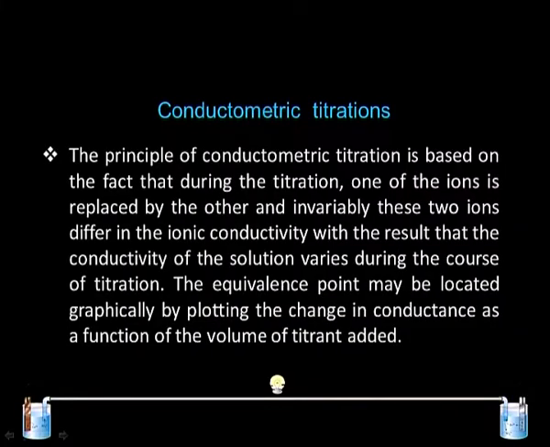One of the important applications of conductometric measurement is finding the concentration of an unknown electrolyte, and this is based on the principle that in the titration one of the ions is replaced by the other, and the two ions definitely have different ionic conductivity, and this brings about a different graph, and the equivalence point can be located from the graph if you plot conductance versus the volume of titrant added.